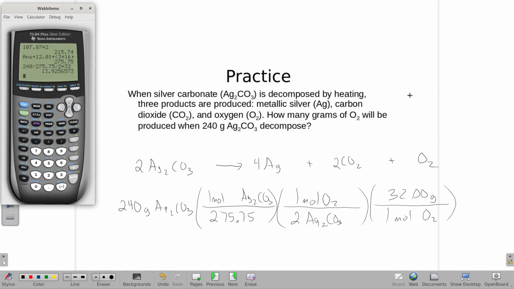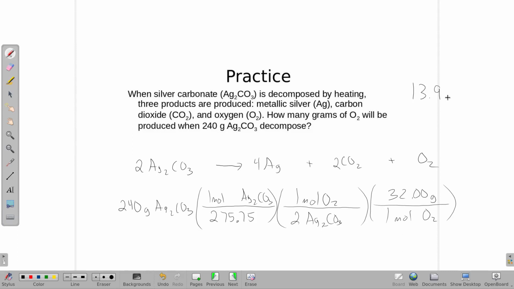So we get a mass of 13.9 grams. I guess that'd be 14. There's only 2 significant figures in how that 240 is written, so it should be 14 grams for an answer.